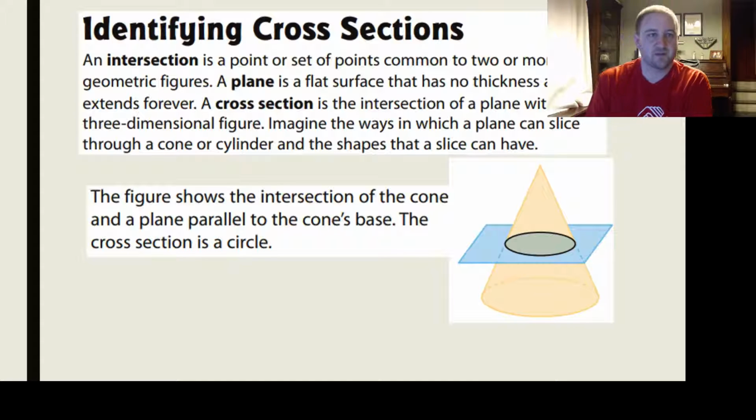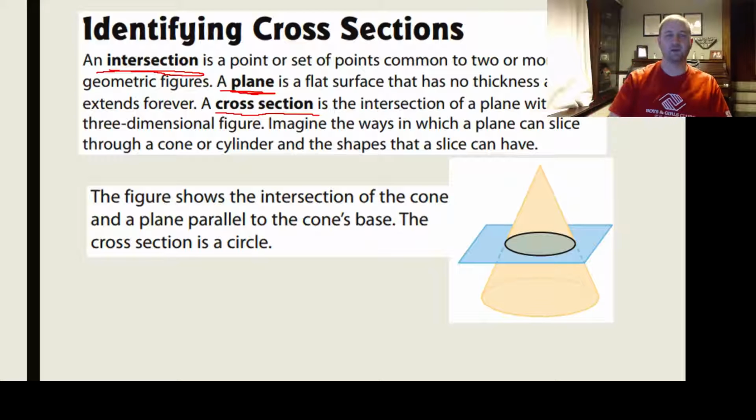Okay, so identifying cross sections. An intersection is a point or a set of points common to 2 or more geometric figures. So if you think of an intersection, it's where 2 things cross, right? A plane is a flat surface that has no thickness and that extends forever. Okay, so we kind of have 2 vocab words here, intersection and plane so far. A cross section, then, is the intersection of a plane with a 3-dimensional figure.